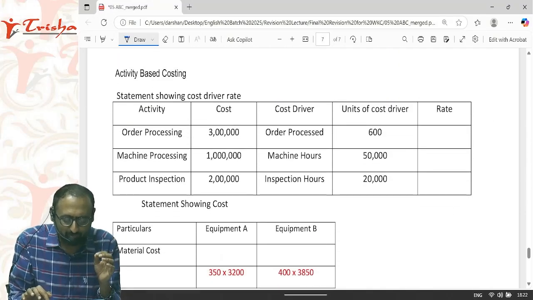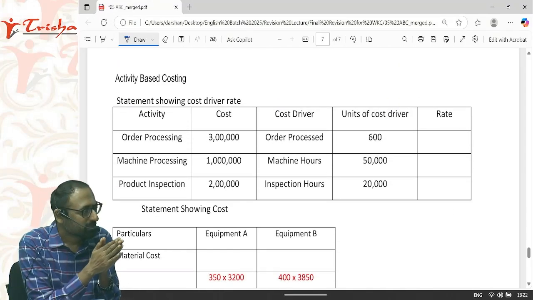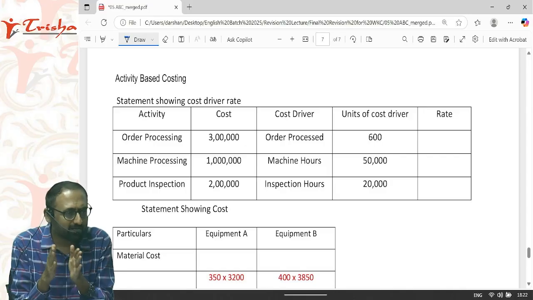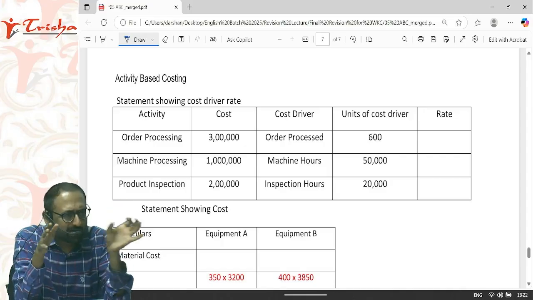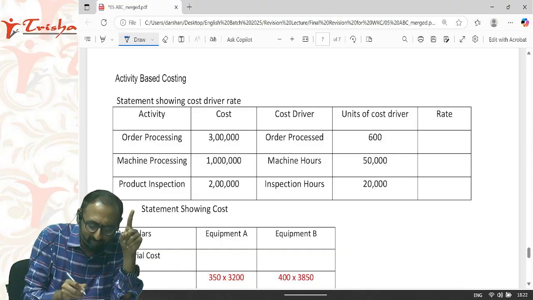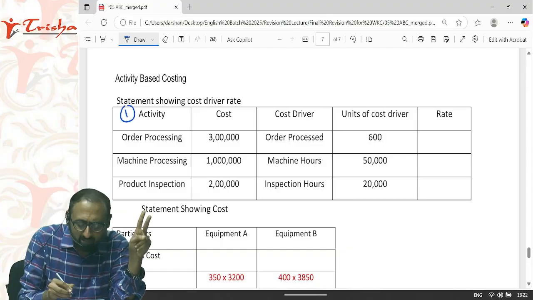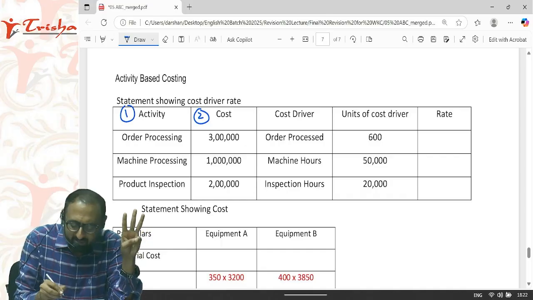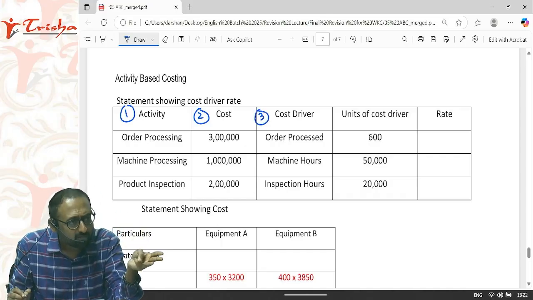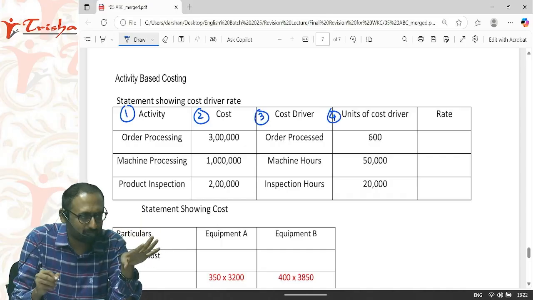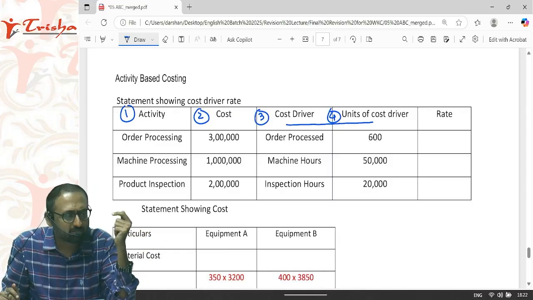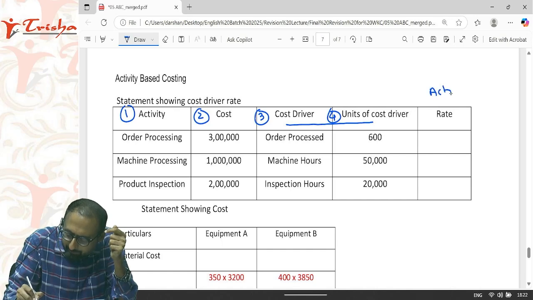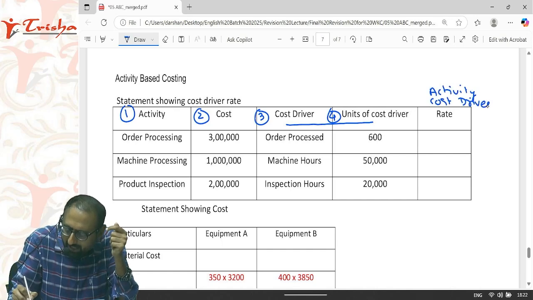Yes sir. So first of all, we prepare one statement of activity cost driver rate. Sirji, no need to remember this statement. The steps we follow are the columns. Which is our first step, sir? Is it activity? Which is our second step? Cost of the activity. Which is our third step? Define cost driver. Which is our fourth step, sirji? Units of cost driver. Means cost driver and units of cost driver will be written separately generally. And next one will be calculate activity cost driver rate. Last column will be activity cost driver rate.